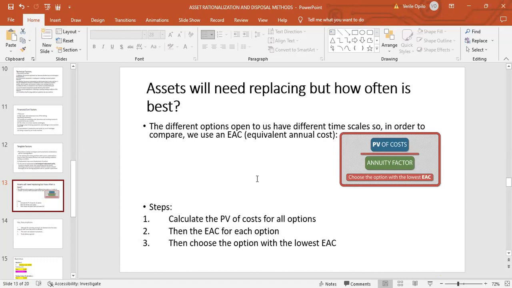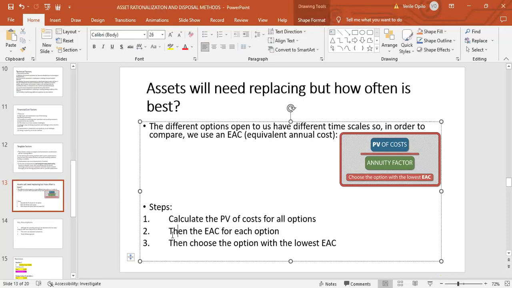So this equivalent annual cost is actually a method of comparing the total cost associated with an asset when you replace it after 1 year, after 2 years, after 3 years. Which one is going to result in the lowest cost that the business is going to incur? We usually compute the equivalent annual cost in 3 stages. We first calculate the present value of costs for all options.